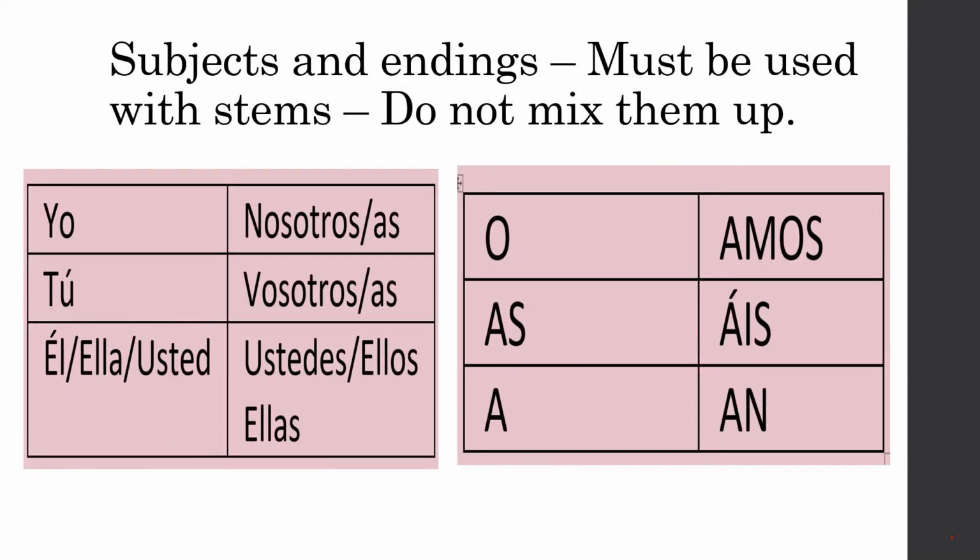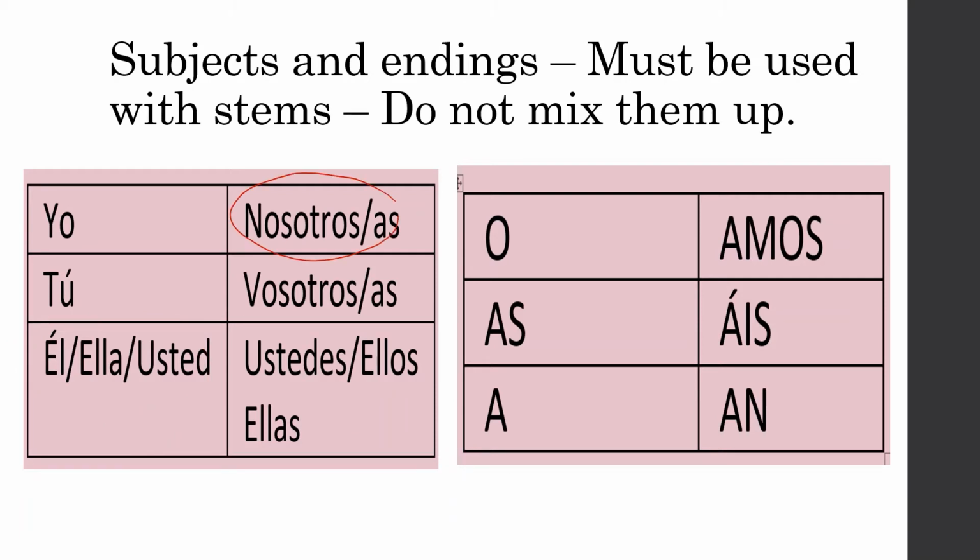Subjects and endings must match. Remember to add the correct ending to the subject. Do not mix them up. If your subject is yo, you would use the ending o. If your subject is tú, you will use the ending as. If your subject is él, ella, and usted, you will use the ending a.